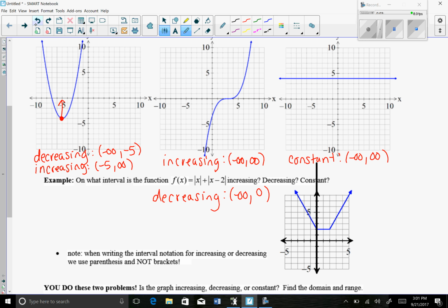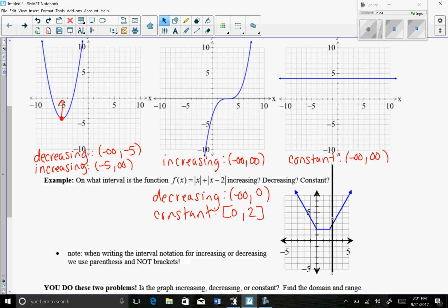And then if I keep going, I can see that the next portion that I have is constant from 0 to an x value of 2. And for this, we actually do use brackets because we are constant on that entire interval. So I'm from 0 to 2. And then the last part that I have, I can see that my graph from that x value of 2 to infinity is just increasing.